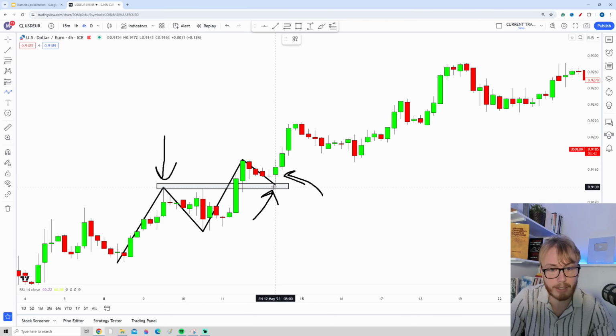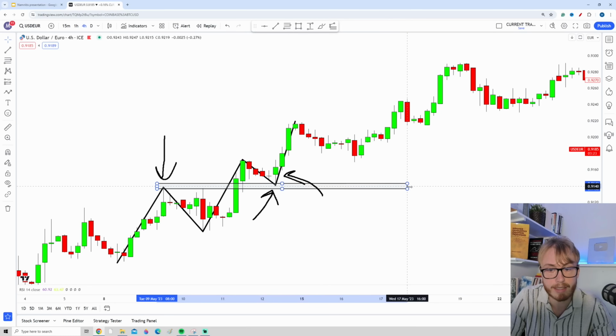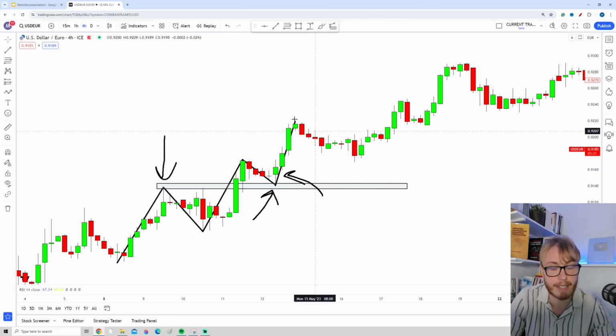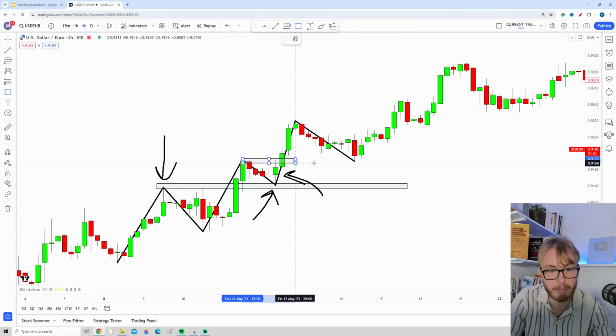Once again, we can look out for the next move. We can see that eventually we saw another impulsive move. And now remember, as long as we are holding this level, the price is still in an uptrend. Eventually, as price usually does, we saw a pullback. And if we take a look here, we can see that the price actually pulled back to the previous high, right?